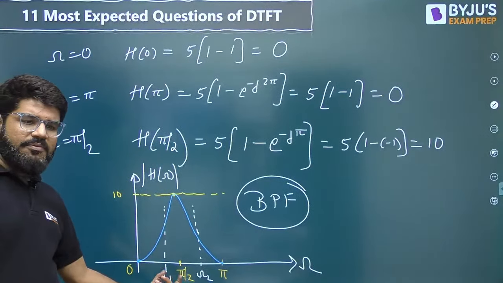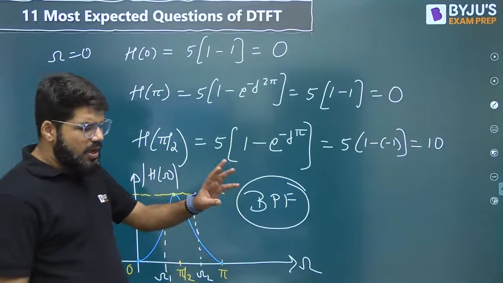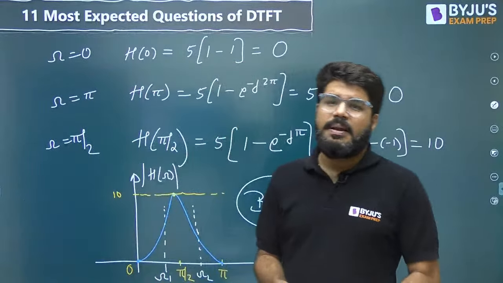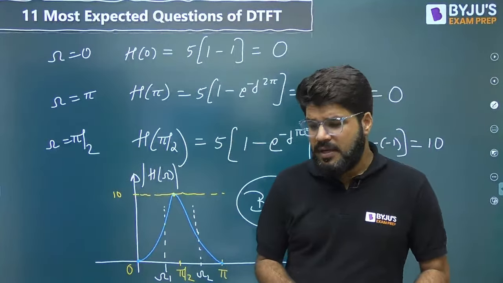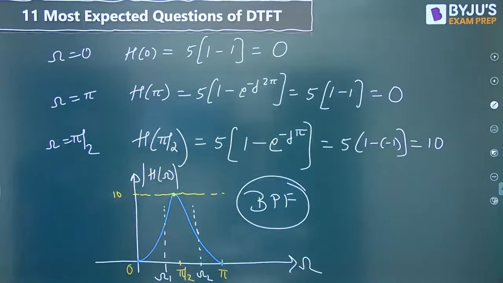The band gap will be known as the bandwidth. So it's a band pass filter between omega 1 and omega 2. I'm just giving you a hint, you can calculate them by the 3 dB bandwidth concept. But right now the question is completed.